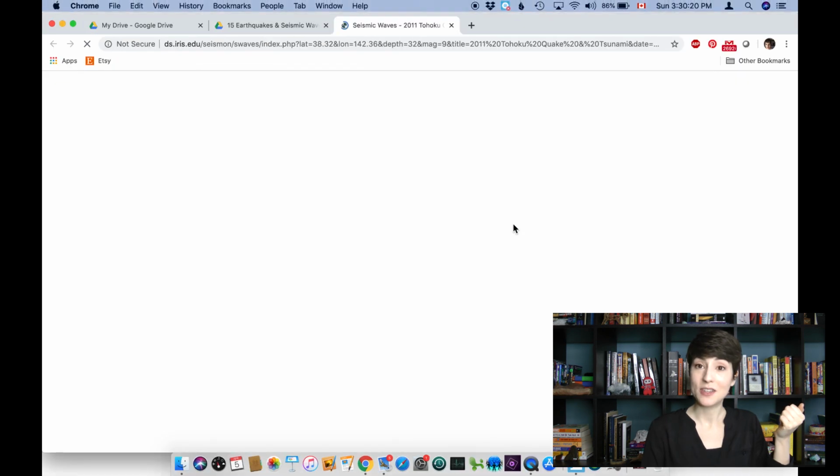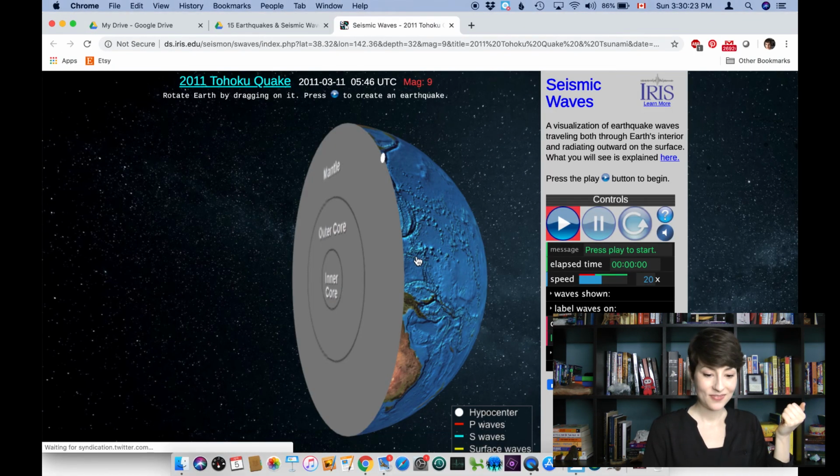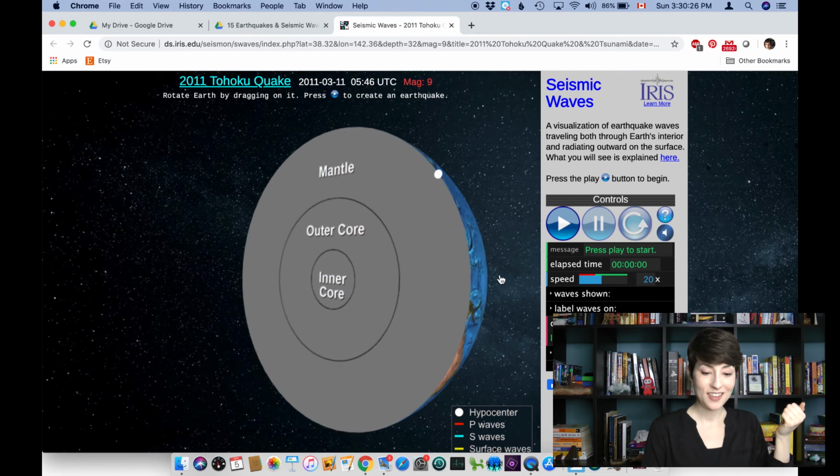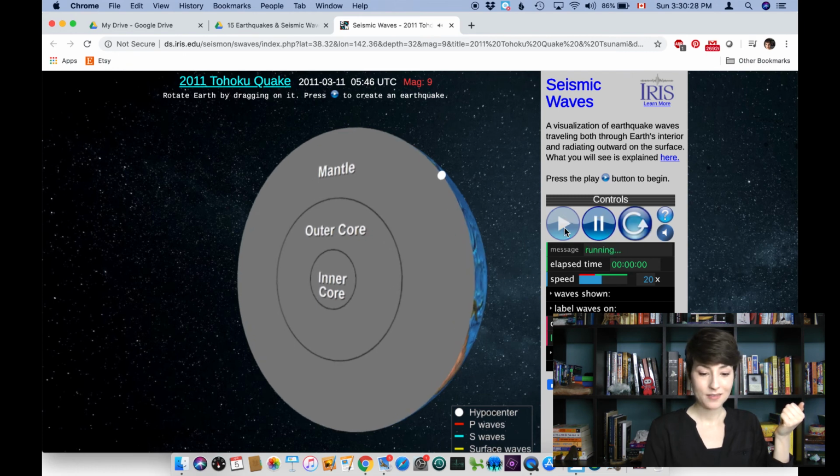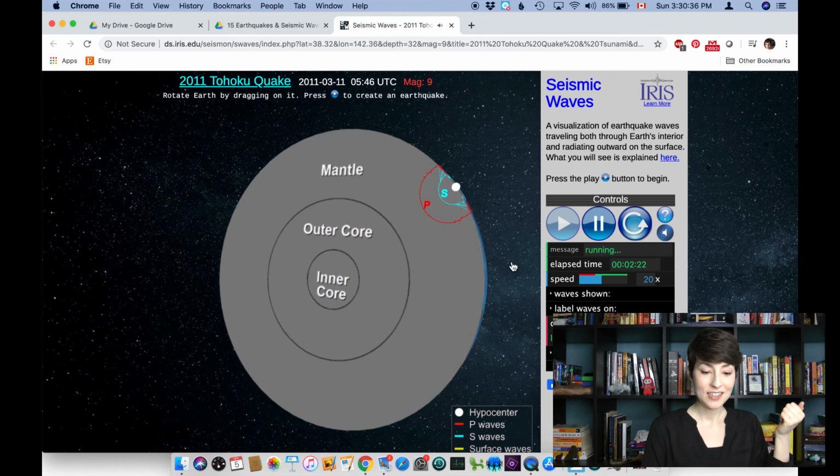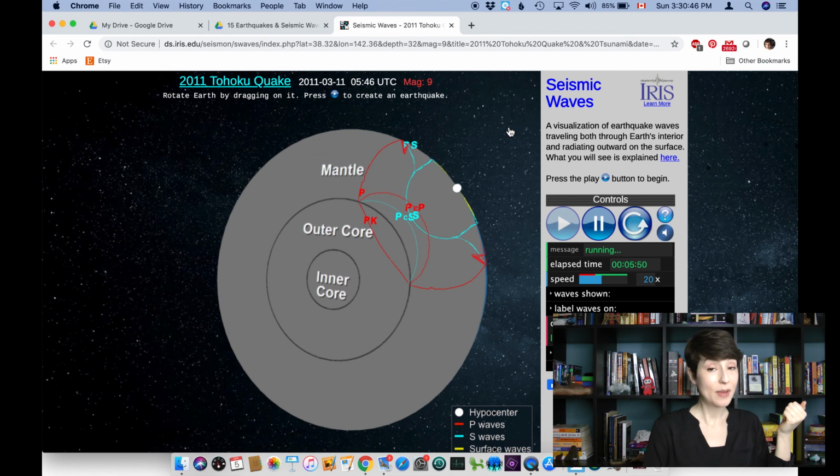Here's an interesting simulation of this in action. Here's a cross-section of our Earth. Let's start our earthquake. Notice that our P wave front is the fastest, followed by our S waves, secondary waves. Once the P waves hit the outer core, some are going to pass through, but some actually bounce off. When the S waves hit the outer core, none can pass through, but some can bounce off.